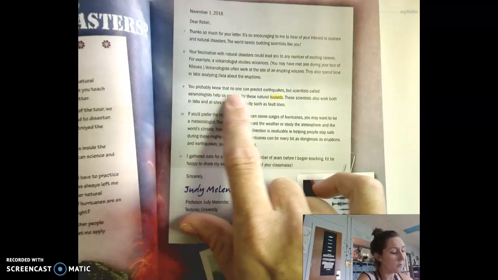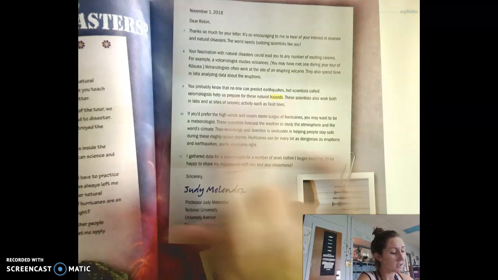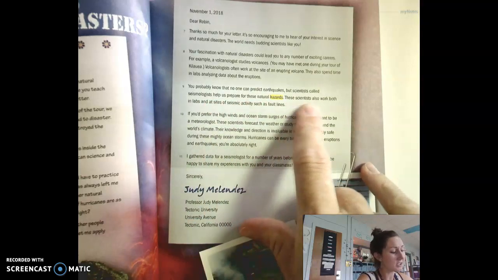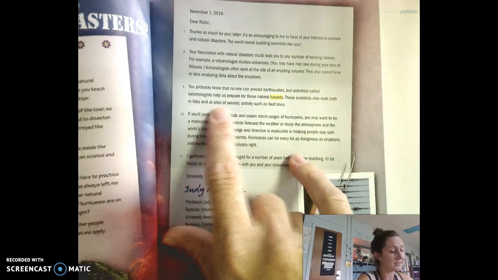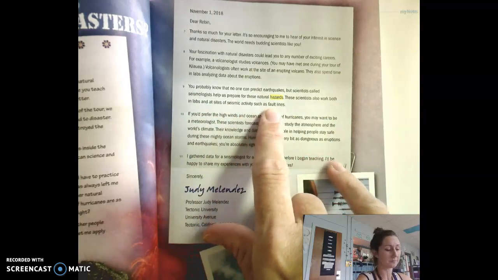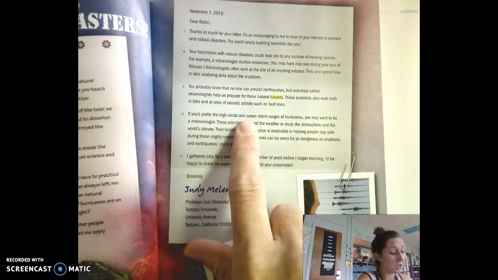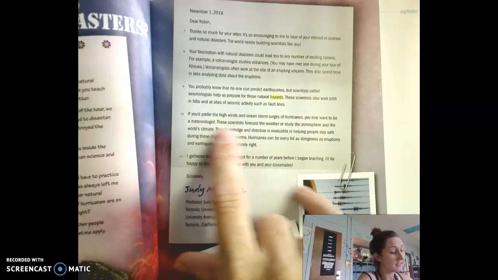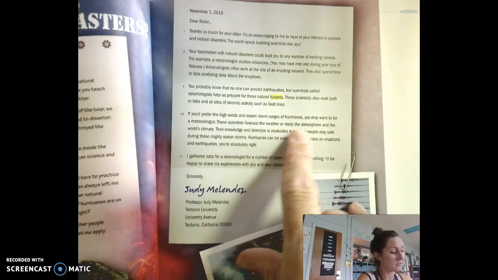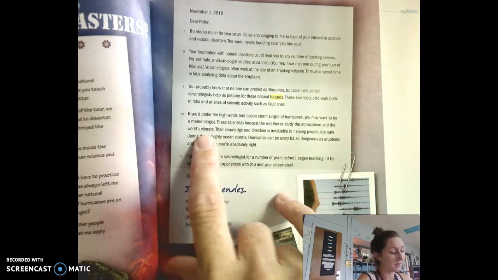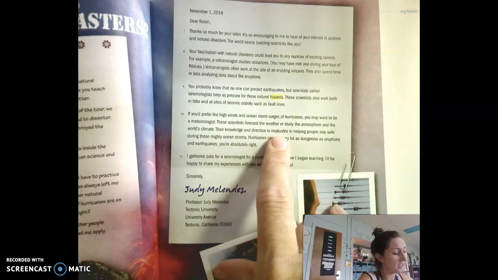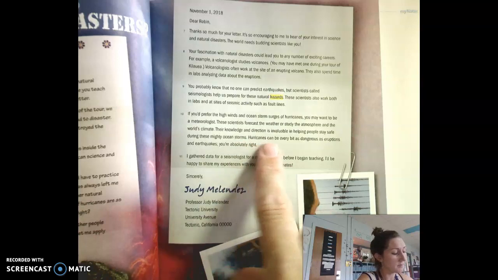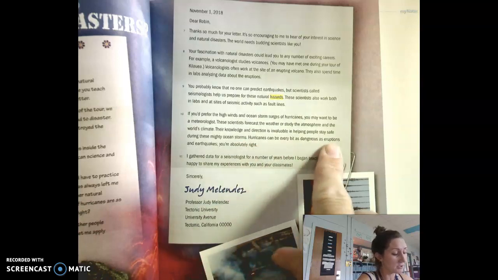You probably know that no one can predict earthquakes, but scientists called seismologists help us prepare for these natural hazards. These scientists also work both in labs and at sites of seismic activity such as fault lines. If you'd prefer the high winds and ocean storm surges of hurricanes, you may want to be a meteorologist. These scientists forecast the weather or study the atmosphere and the world's climate. Their knowledge and direction is invaluable in helping people stay safe during these mighty ocean storms. Hurricanes can be every bit as dangerous as eruptions and earthquakes.